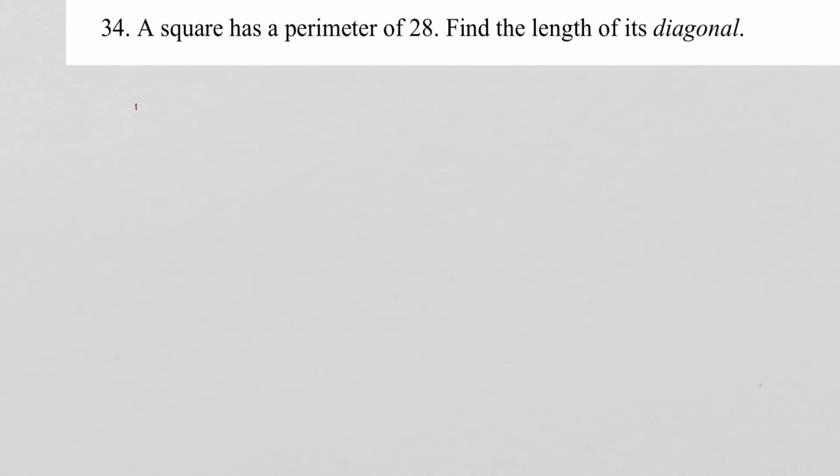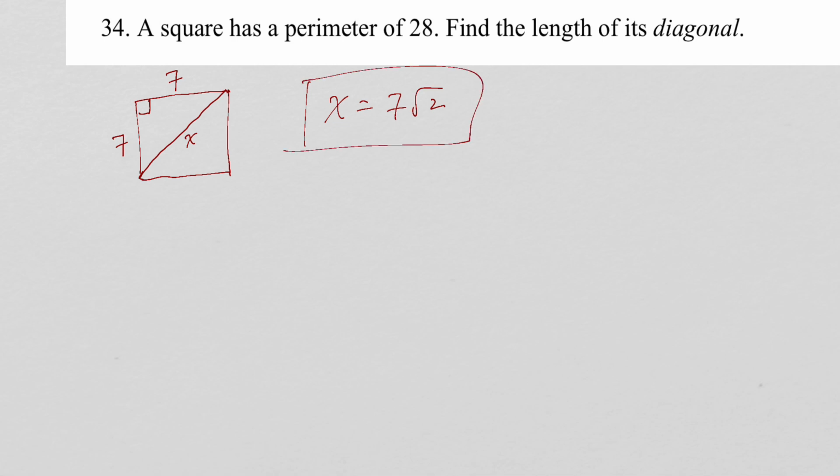Okay, a square has a perimeter of 28. If all 4 sides are equal, that means each side is 7. And then this is the diagonal. We don't know what it is, but that's an isosceles right triangle. So you could do the math, or you know that this is root 2 times that. So the diagonal is 7 root 2. I shouldn't say x, because there is no x in this problem. It's just asking for the diagonal, which is 7 root 2.